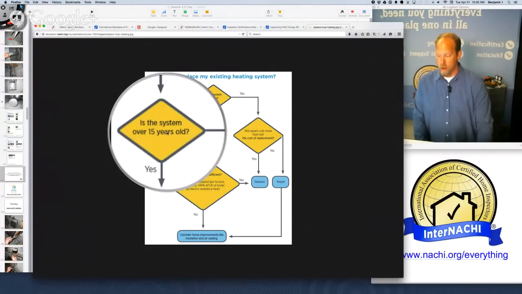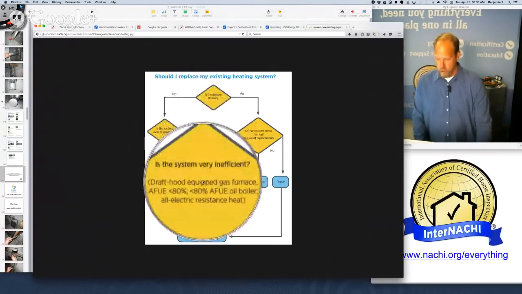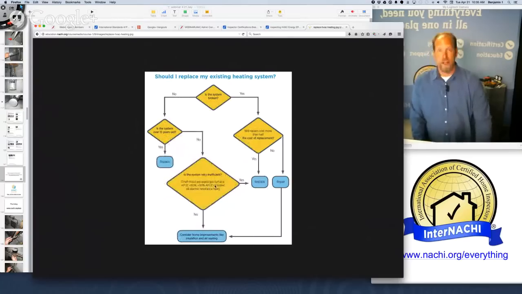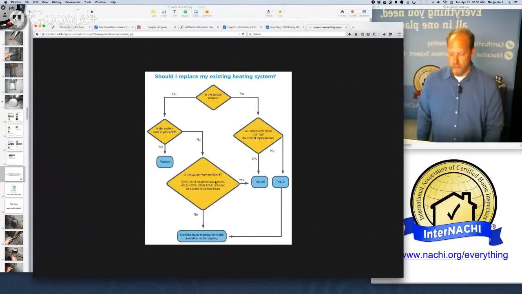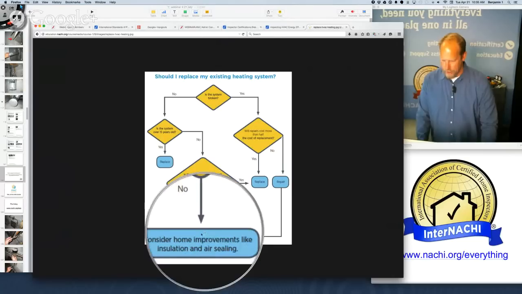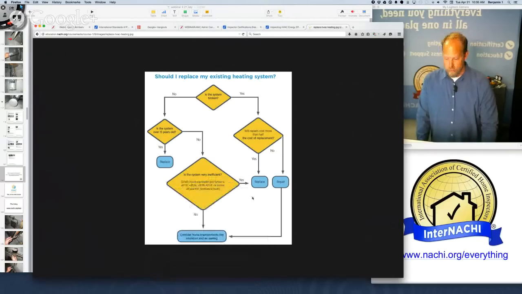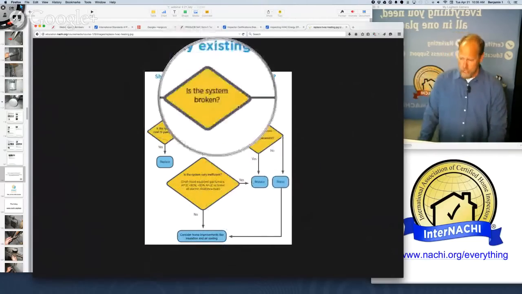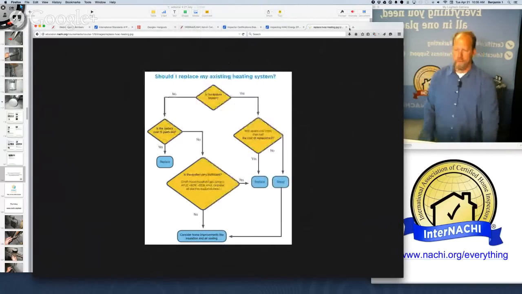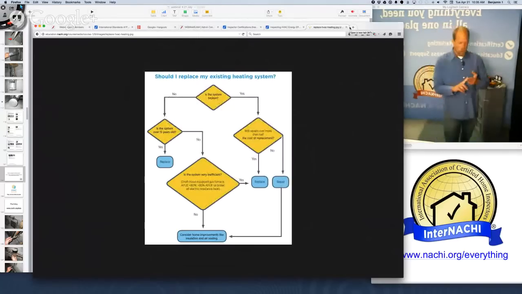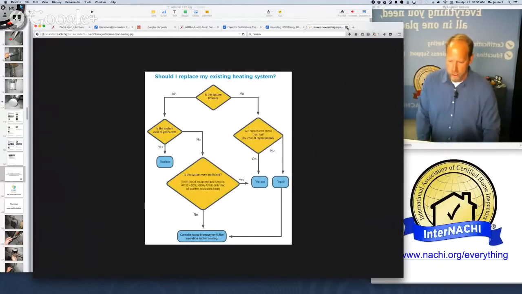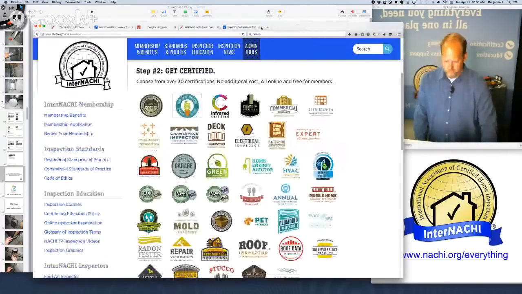Is the system over 15 years old? No. Is the system inefficient? Well, you have to identify the type of efficiency. And based upon that, it's either consider some home improvements or replace the system. So there's this flow chart here, and we have one for heating and cooling systems within our HVAC course, which is online and free for our members.